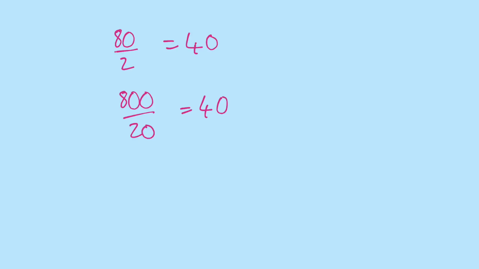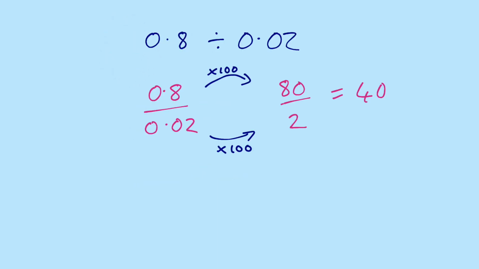Again, if I want to multiply the top and the bottom by another number, let's say 2, that would be 1600 divided by 40. The answer is still 40. So as long as we're multiplying the top and the bottom by the same number, we're not actually changing the value of this here. So now that you know this method, let's try another one.